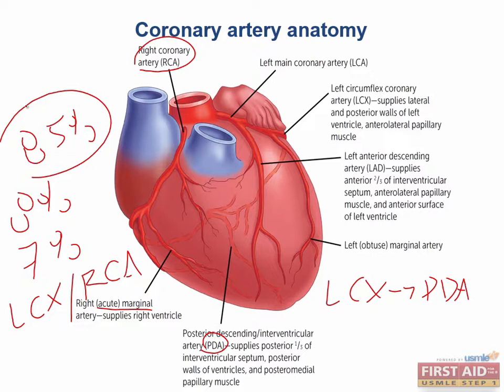Now don't worry about these percentages. Just remember that in a large part of the population, 85%, the PDA comes from the right coronary artery. But if it's not there, then you better check out the left circumflex because it could have an origin there or it could be a dual contribution from both.